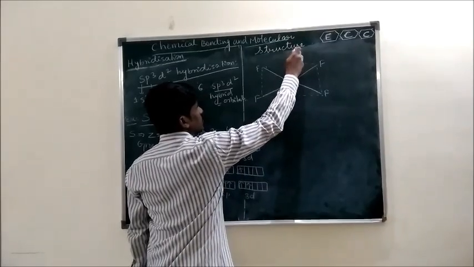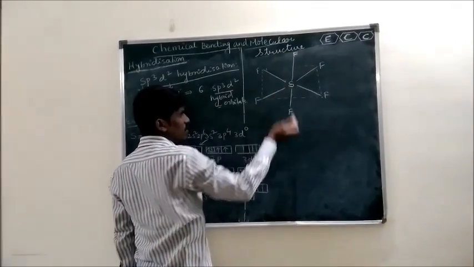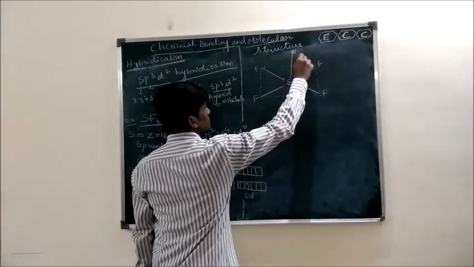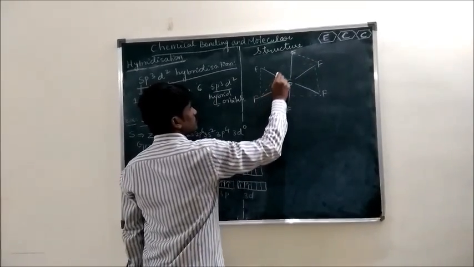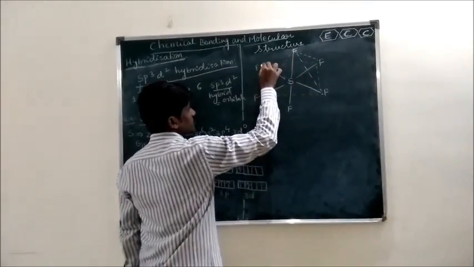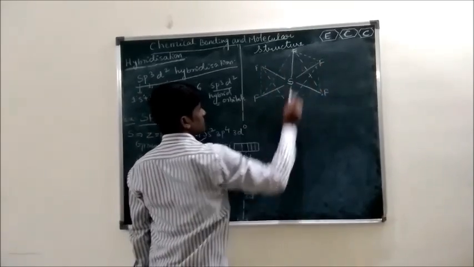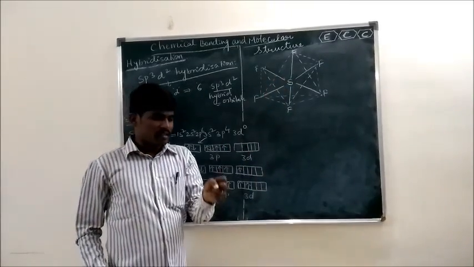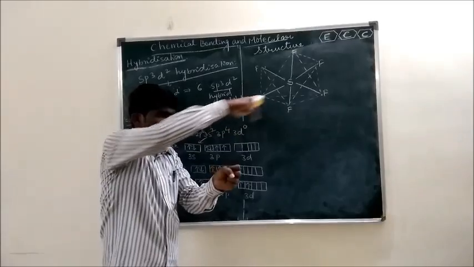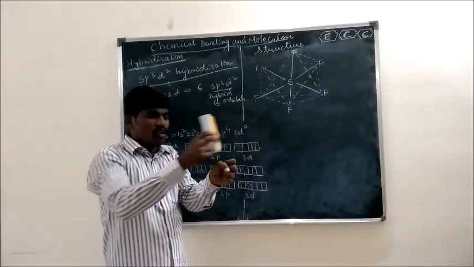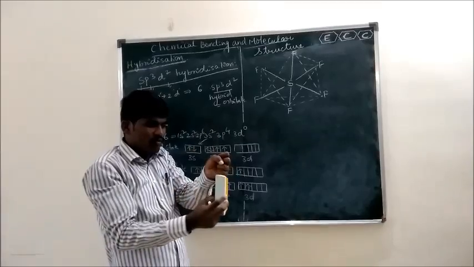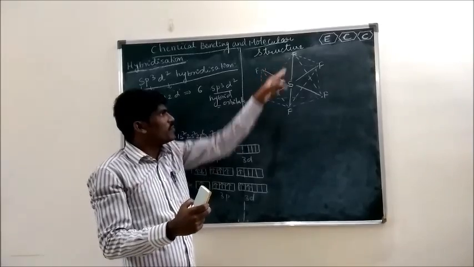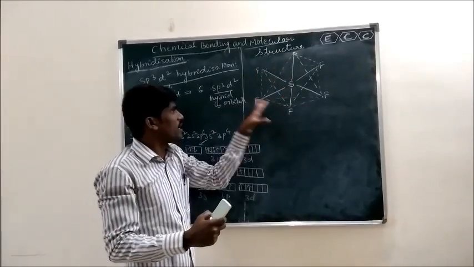One is above the square planar and another one is below the square planar. Now, if you join all this, sulfur is the central atom. Now this sulfur is connected to 4 fluorine atoms. One fluorine atom is in this way and another fluorine atom is in this way. If you observe, we can't say it is square bipyramidal.